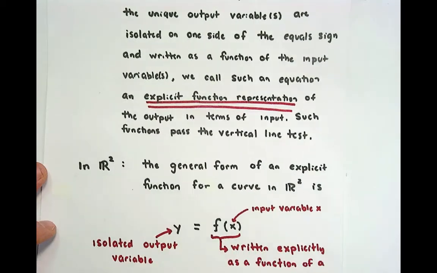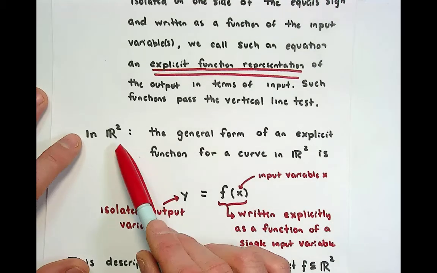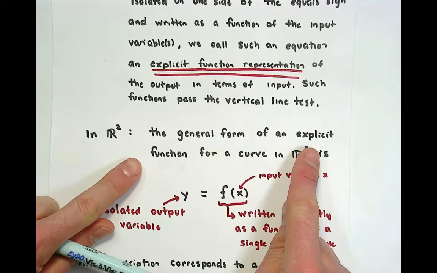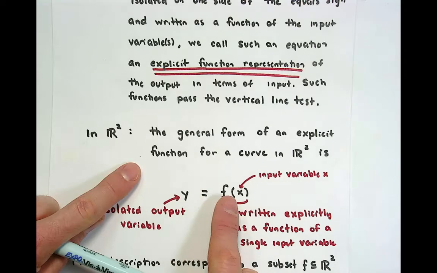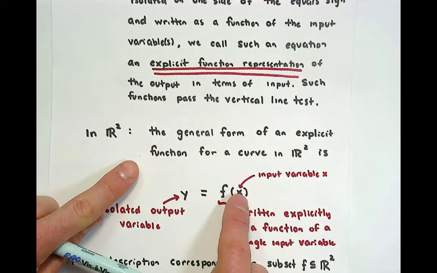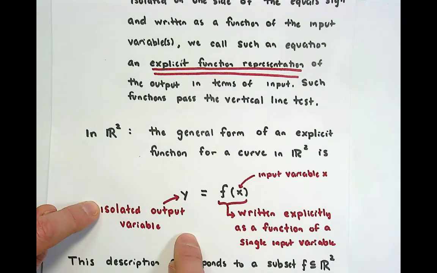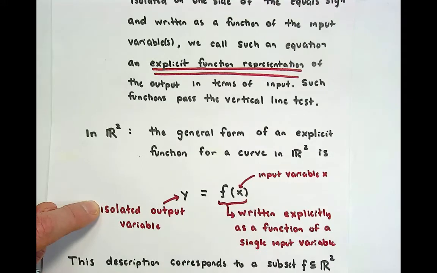All right. So an example of an explicit function representation in R2, the general form of such a function, is given as y equals f of x, where this is some expression explicitly in terms of x. In this general form, we call the output variable, which is isolated on the left-hand side, y. We think of x as our input variable, and then we see that y is written explicitly as a function of x.